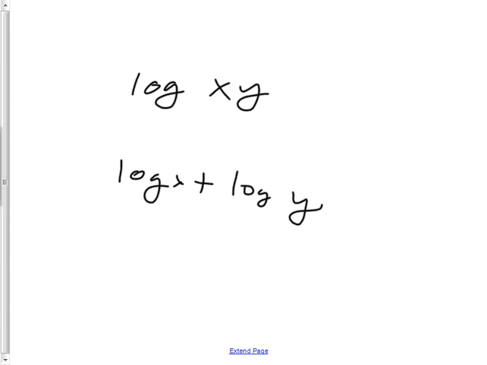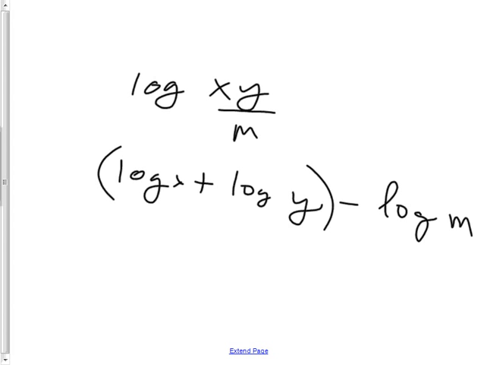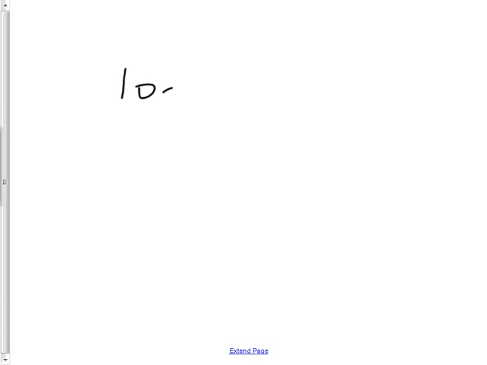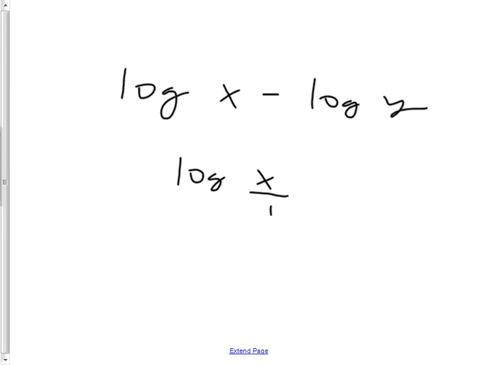All right. And of course, it can get much more complicated. What if there was also a divided by m in here? Well, then these guys have to be subtract what? Log m. Because a subtract goes with a divide. I'll show that a little more clearly by just doing a simple one. Log x minus log y would be log of x divided by y, because the minus goes with the divide.